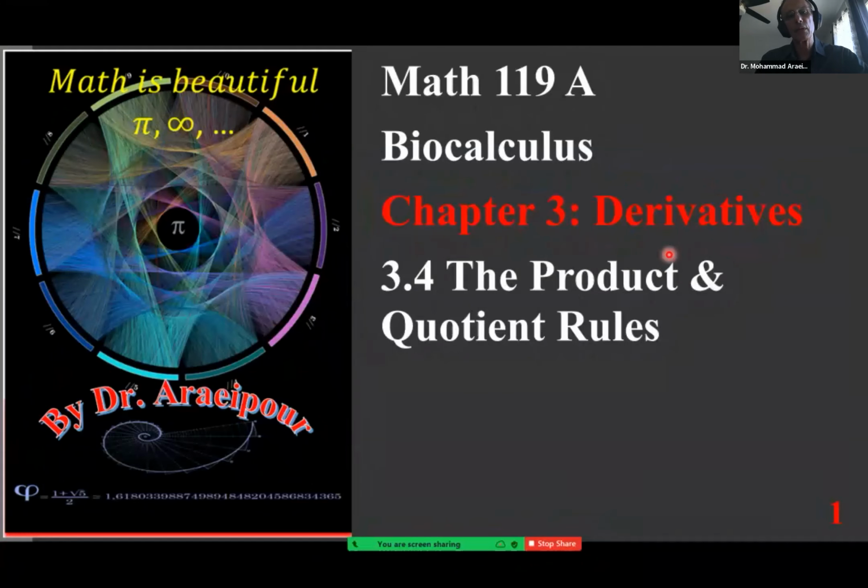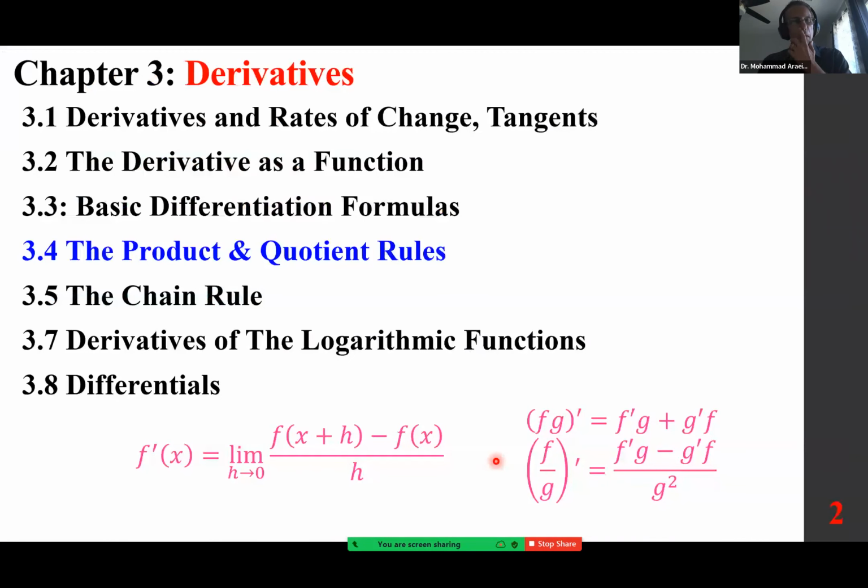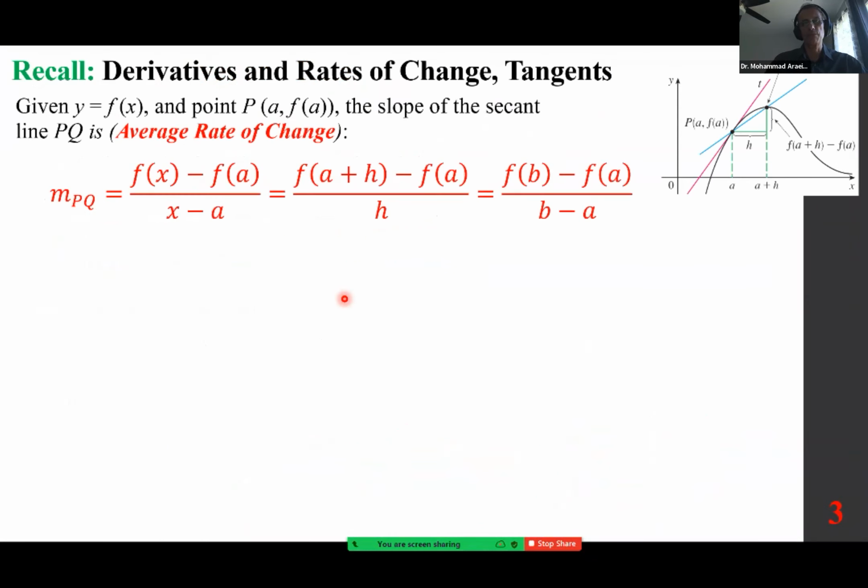Good afternoon, class. We are looking at section 3.4, the product and quotient rules. We looked at derivatives and rates of change, the derivative as a function, basic differentiation formulas, and now the product and quotient rules.